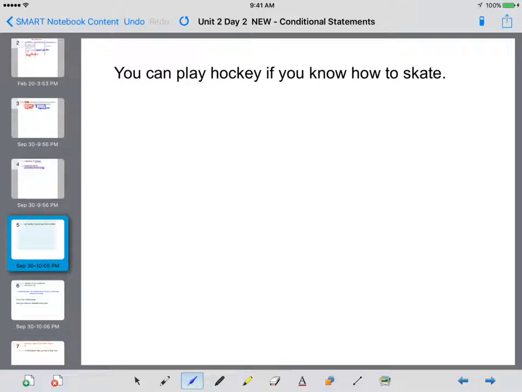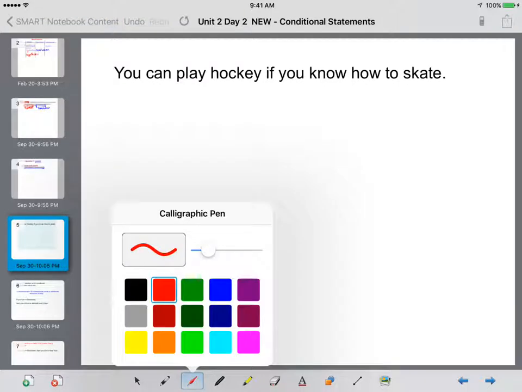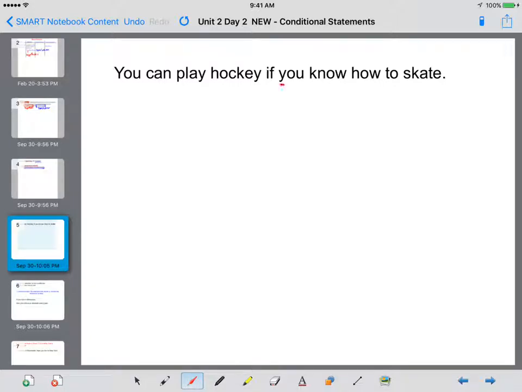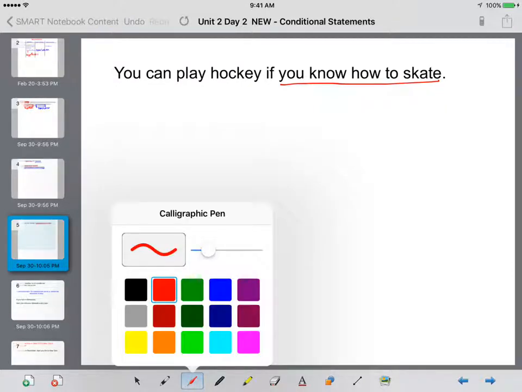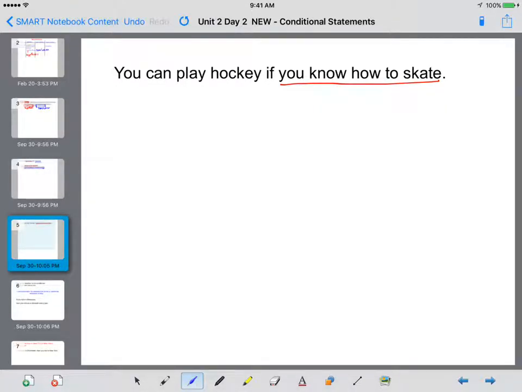What if we have one that's not an if-then statement? So here it is. You can play hockey if you know how to skate. Well, our hypothesis is still after the if. So if you know how to skate, so there's our hypothesis, then we can conclude that you can play hockey. So in this case, the conclusion comes at the start.